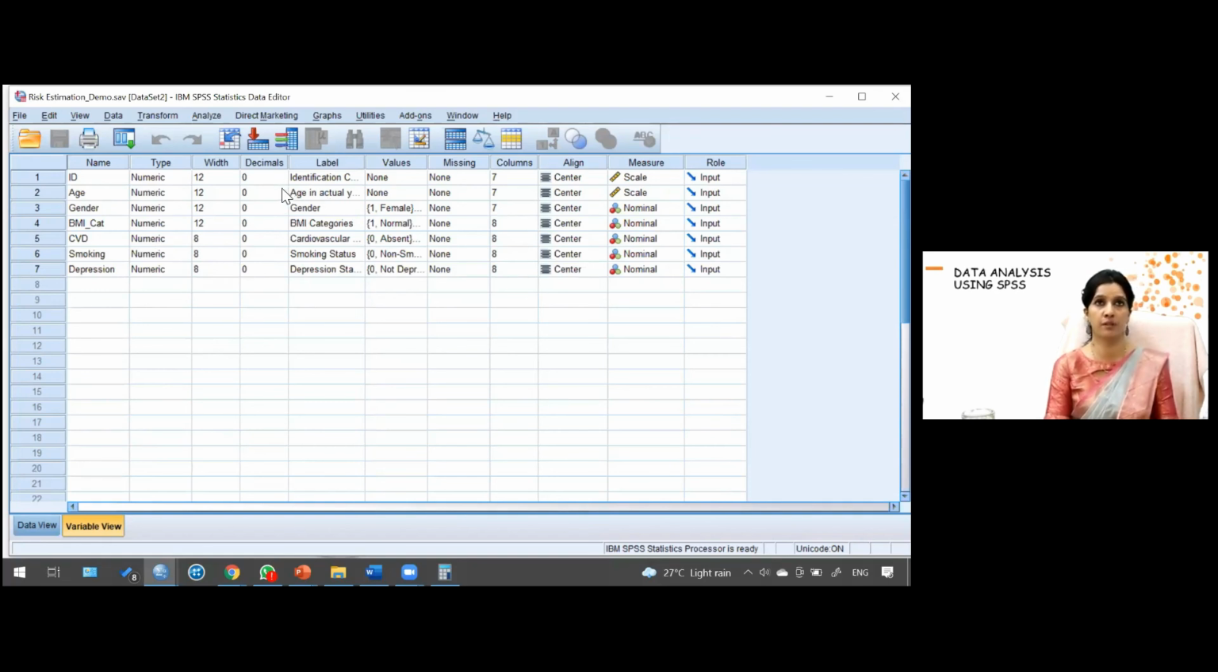That's why I have put the 0 decimal here. And again, you can see the scale measurement. These are to the scale. The other is the nominal one. Role, you have to put it as none, because it is not being corrected here. So you have to put the role as none. And then this is the age.